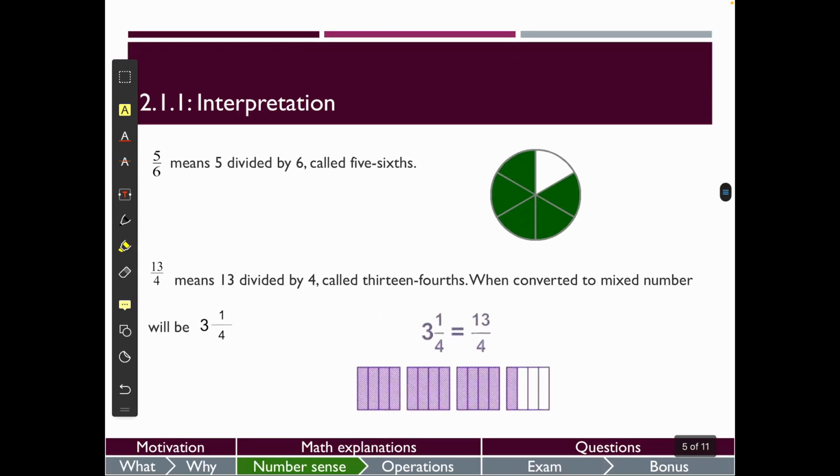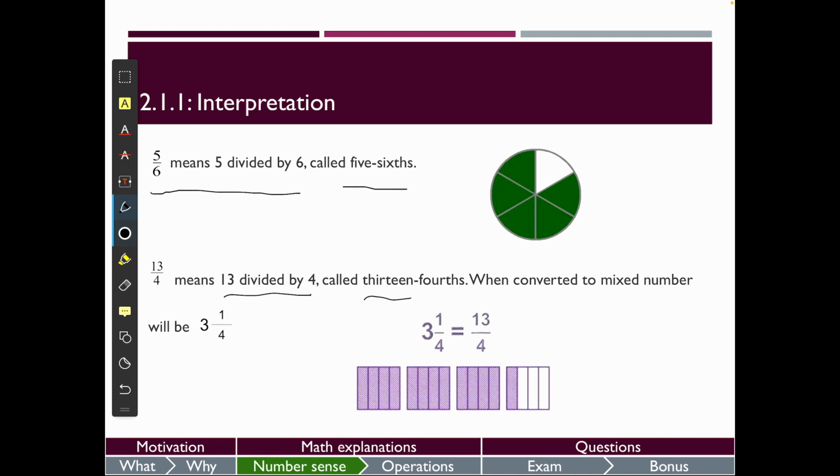So how do you interpret fractions? Well, 5/6 means 5 divided by 6. Or it's also called 5 over 6. Quite easy, right? 13/4 means 13 divided by 4, and it's called 13 over 4.